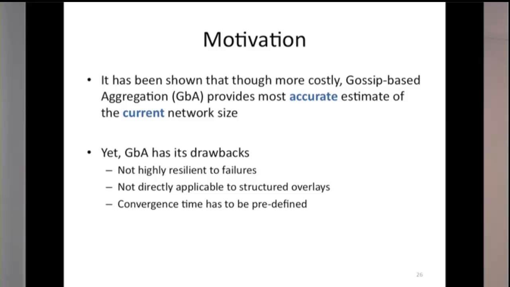They assumed that they had a random view of the system. And similarly, they require that you predefine the convergence time. Like you have to say that, okay, after 30 rounds of message exchanges, whatever value we converge to, that's the value that we have.